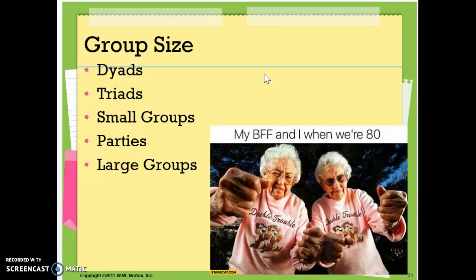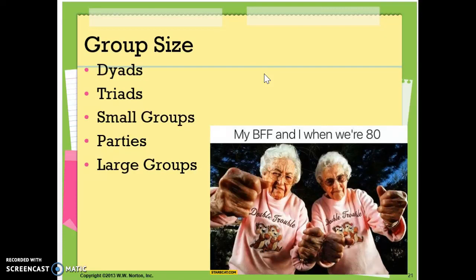A party in sociological terms is a lot like a small group, but it's not unifocal, it's multifocal. So at a party, there's not just one center of attention at all times. Usually there's more than one center, more than one conversation happening. There are multiple areas of focus. And then a large group is a formal structure that mediates interaction.